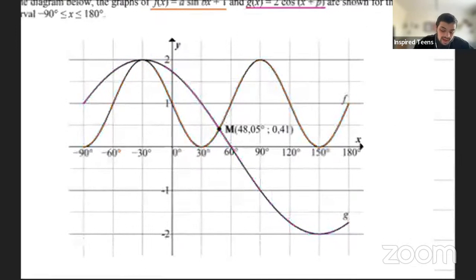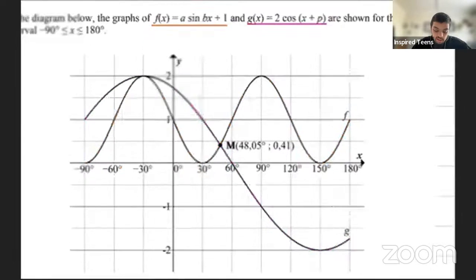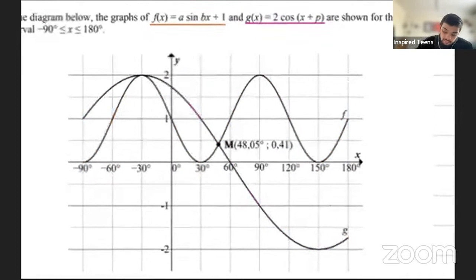Let us try and identify what changes were made to each graph. So let's work with f of x. Okay, let us work with f of x. This is the one we are going to be working with. No, that's g of x, sorry.